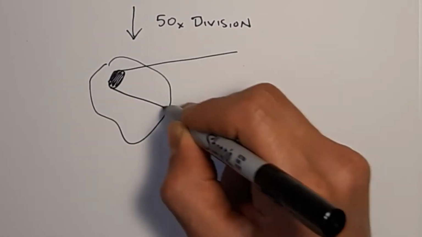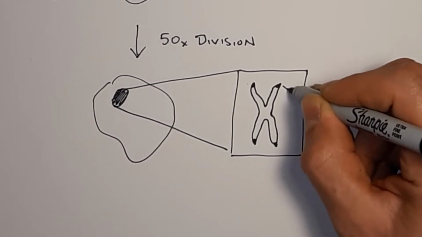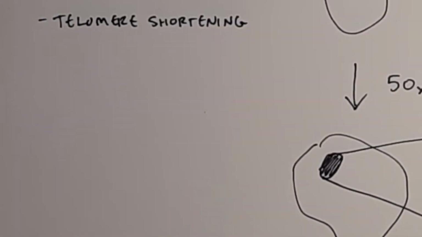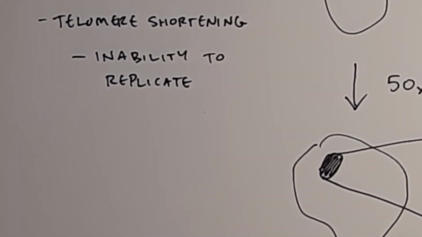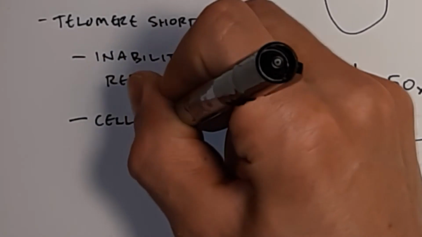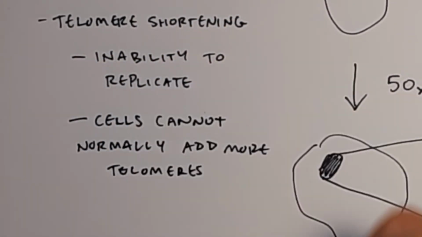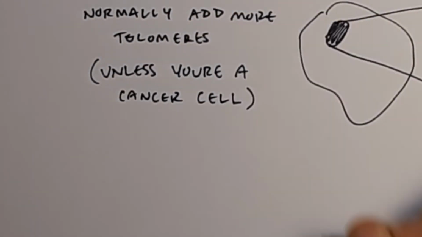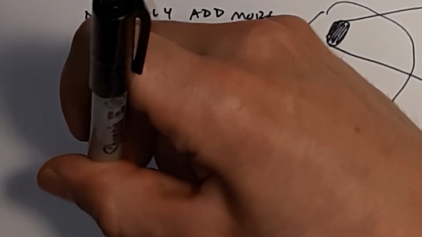When chromosomes are replicated in preparation for cell division, the telomeres shorten with each successive division. This inability to replicate DNA, combined with the limited capacity for cells to add more telomere units, the cell refuses to divide. That is, unless you're a cancer cell, who loves to divide just a little too much.